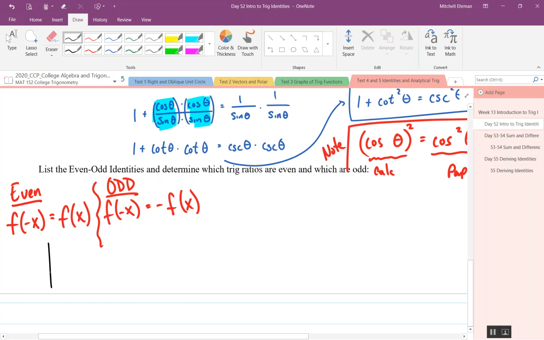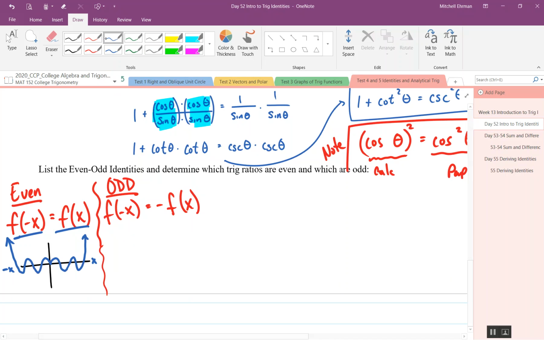Now, when we're talking about the graphs of these functions, remember that even functions are those functions that, as they appear on the right side of our x-axis, all of our positive x values, would be exactly identical on the left side of the graph, so that when we start substituting in negative x values, we end up getting the same y results on both the left and the right side of the graph.